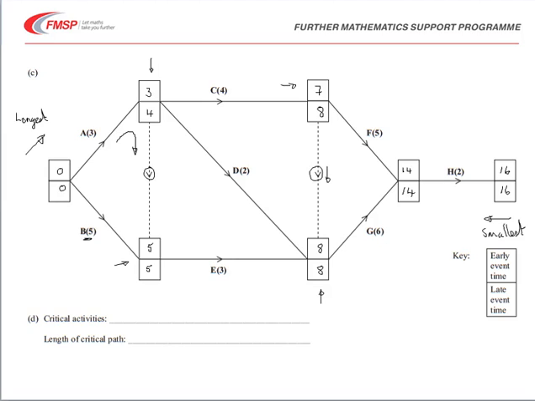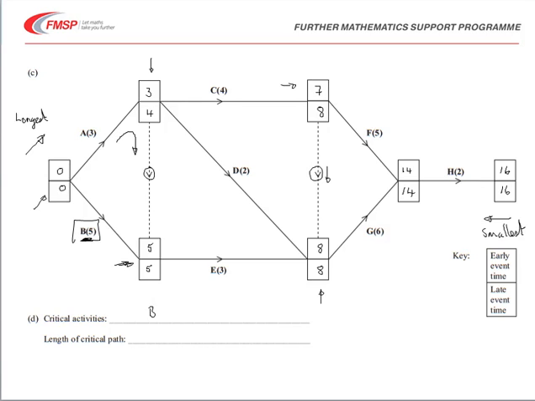The critical activities are then activities which join together events which have got the same early time and late time, so the critical events, and also give a difference between them equal to the difference in the times. So for example, looking at B here, we can see that the 5 in this event minus 5 gives us 0 at this event. So B is a critical activity.